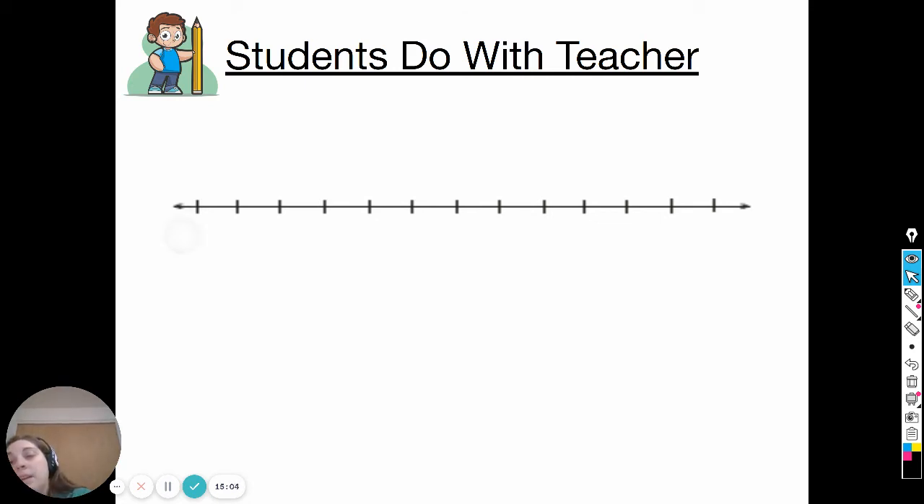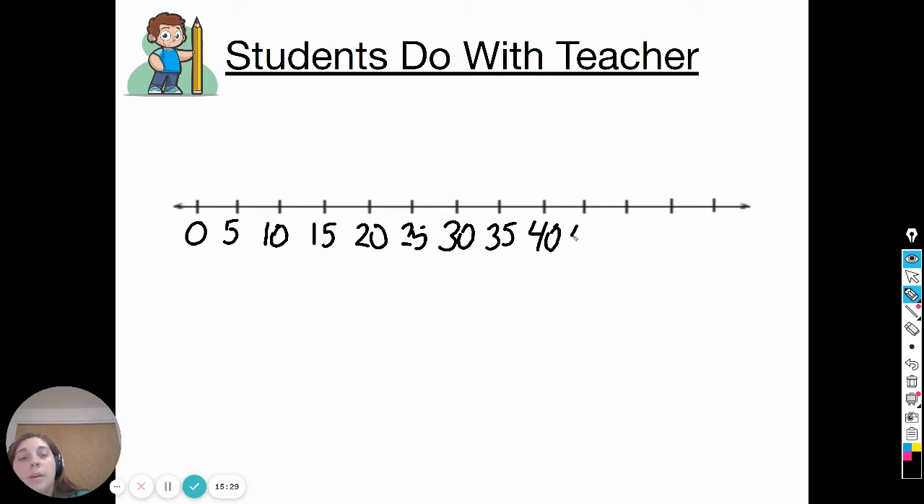And then you're going to start labeling them on the bottom before we even get to our problem. So 0, 5, 10, 15, 20, 25, 30, 35, 40, 45, 50, 55, 60. Okay, I'm going to give you about another minute to get that up.